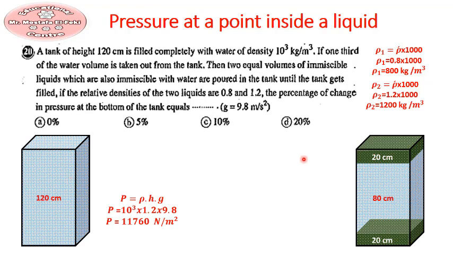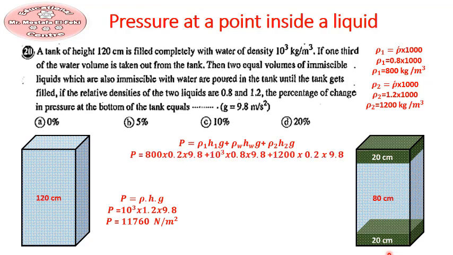While in the second case, the pressure that acts on the bottom of the tank is the pressure of the three liquids. Then the pressure equal rho h g of the first liquid plus rho h g of water plus rho h g of the second liquid. By substituting the numbers, the pressure in the second case also equal 11,760, then the pressure difference equal 0.